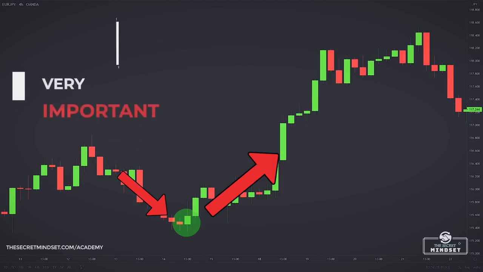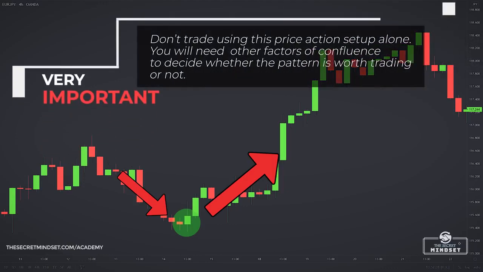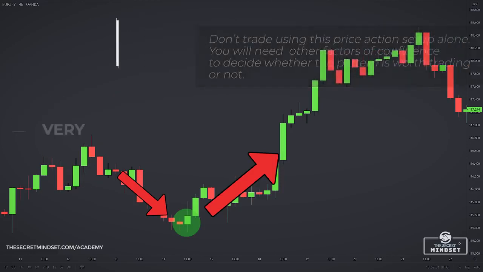Very important. Don't try to trade the market using this price action alone, because you will need other factors of confluence to decide whether the pattern is worth trading or not. What I want you to do for now is to get the skill of identifying bearish and bullish engulfing bars on your charts. This is the most important step for the moment.